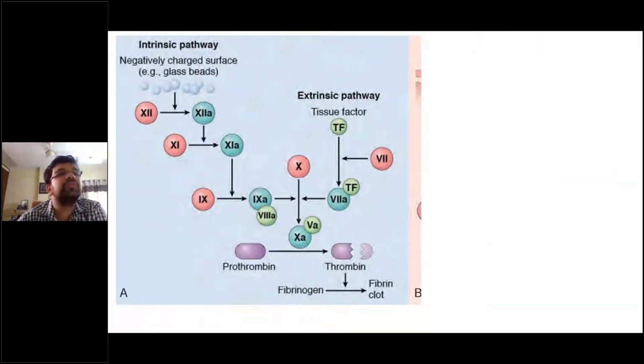So this slide shows you the intrinsic and the extrinsic pathway. Basically, the common pathway is the factor number 10 is activated. This activated factor 10 converts prothrombin to thrombin. This activated thrombin in turn converts fibrinogen to a fibrin clot. So this was part of the secondary hemostasis. Further, with the help of factor 13, this fibrin clot gets stabilized and forms a much stronger fibrin plug.